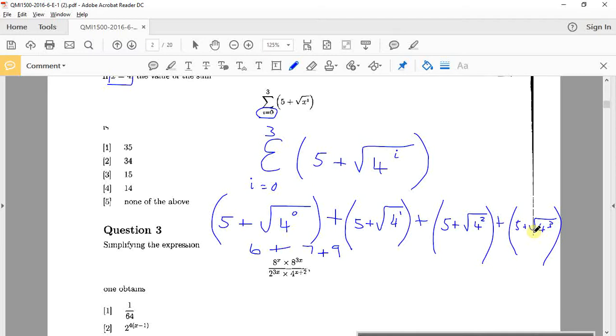4 times 4 times 4 is 64. Root 64 is what? Where's your root sign here? The root sign is on this one. It should be on this one as well. Where is it? Yeah, there it is. Shift root 64 equals 8. Okay, so 8 plus 5 is 13. So 13 plus 9 plus 7 plus 6 equals 35. Option 1.